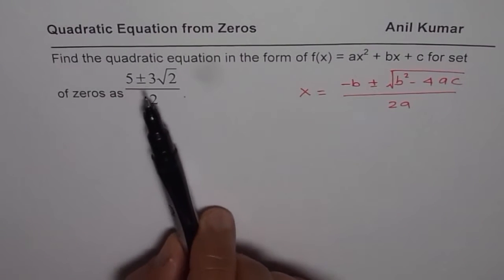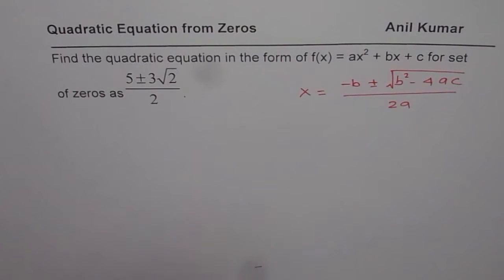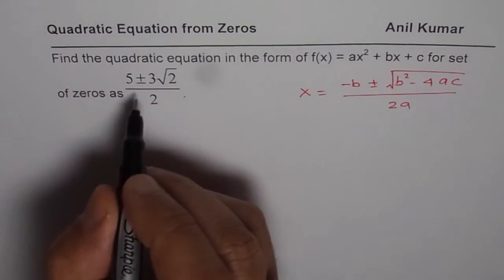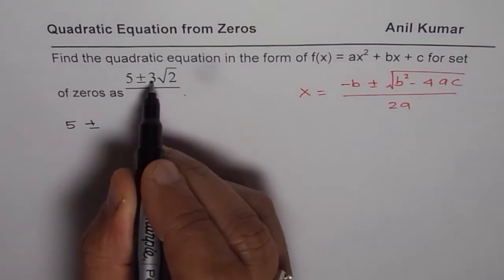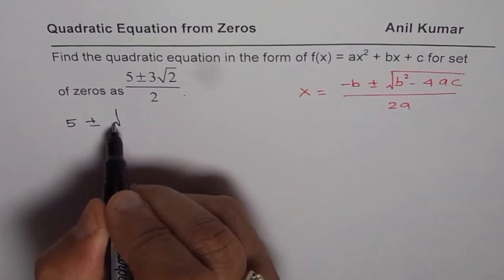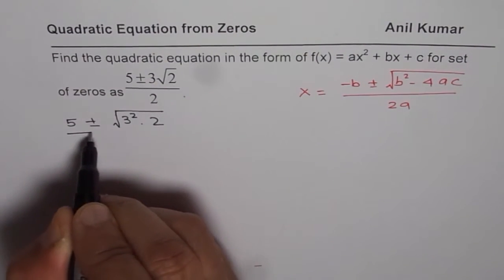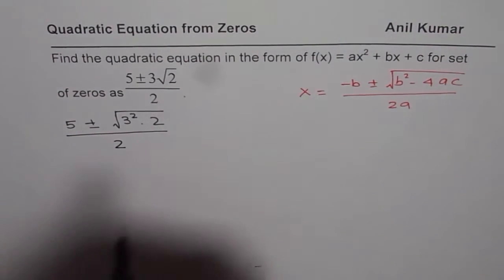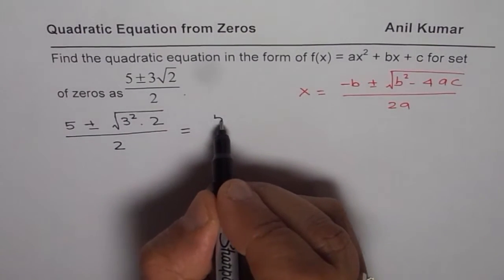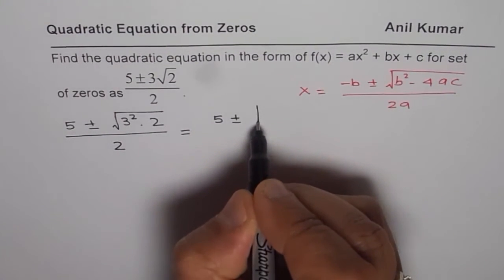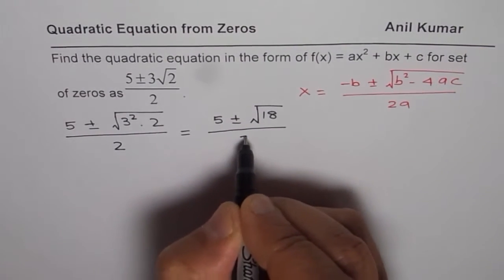Well, let me first write 3 square root 2 within the square root, and then we can do a better comparison. So we can write this as 5 plus minus, if you take 3 inside the square root, it becomes 3 squared times 2, which is already there, divided by 2. Now 3 squared is 9, 9 times 2 is 18, so I could write this as 5 plus minus square root of 18 divided by 2.